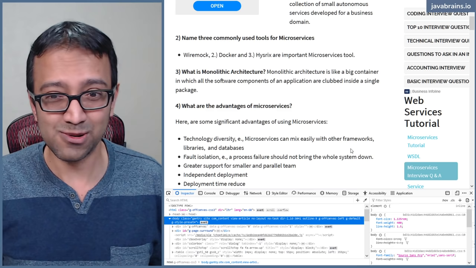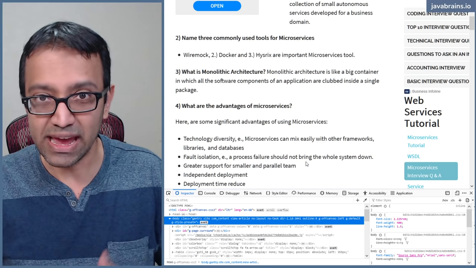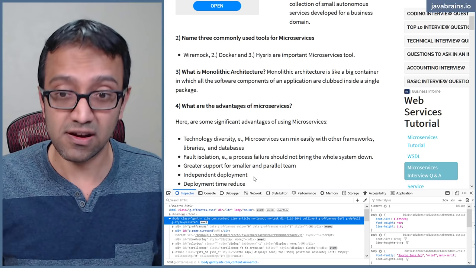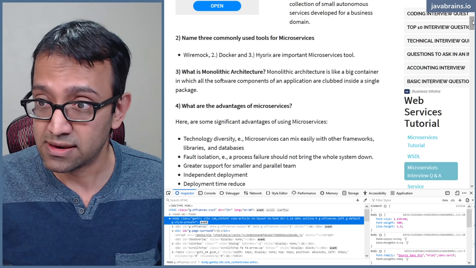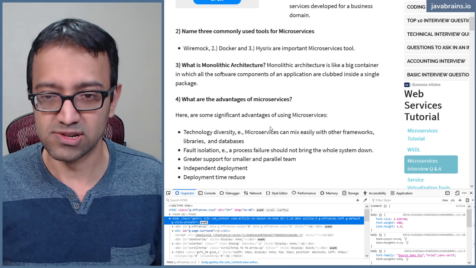Greater support for smaller and parallel teams. I guess this is referring to smaller teams iterating rapidly on smaller microservices, which makes sense. Independent deployment, we covered this, independent testing, independent deployment, and independent monitoring and all that. Deployment time reduced. I guess it is reduced if you're deploying individual microservices as opposed to the whole application.